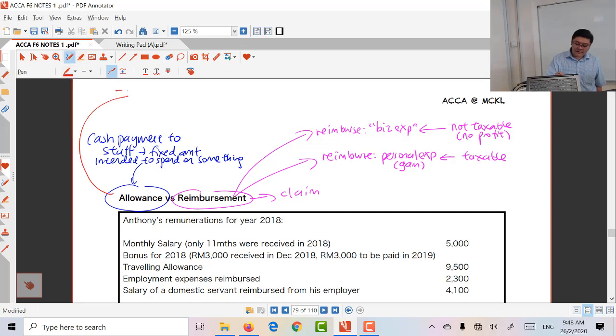So what about when you get allowance? Now, because allowance on its own is like salary. It's just an amount that I pay you for something. On its own, it's like a salary. So because it's like a salary, it becomes taxable. So all allowances will become taxable. Okay? All allowances are subject to tax. Okay.